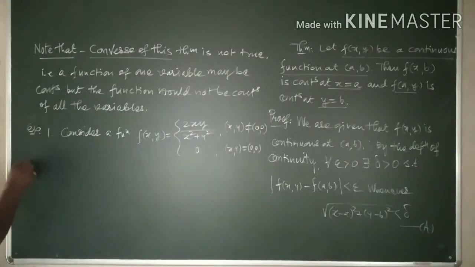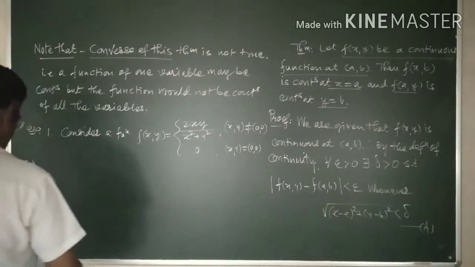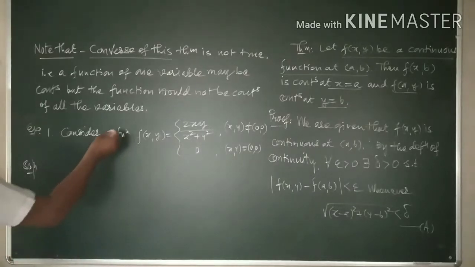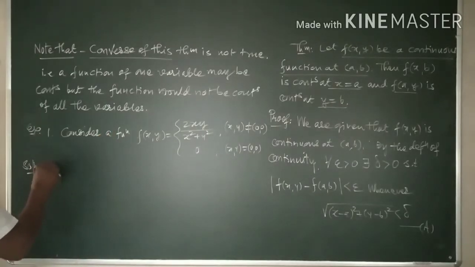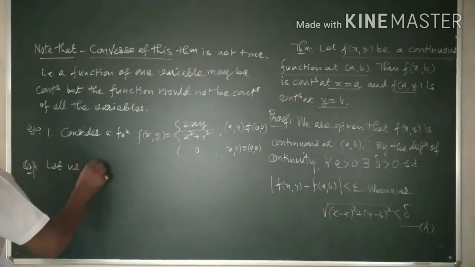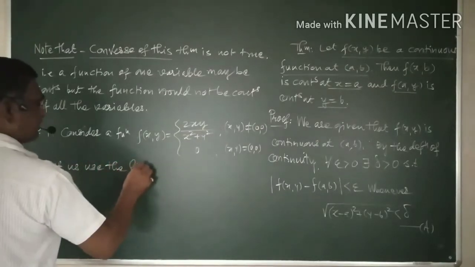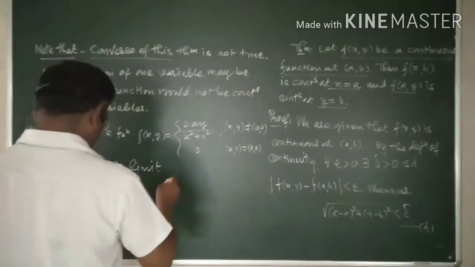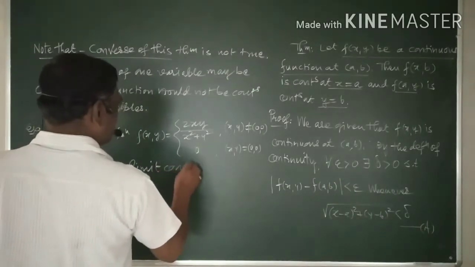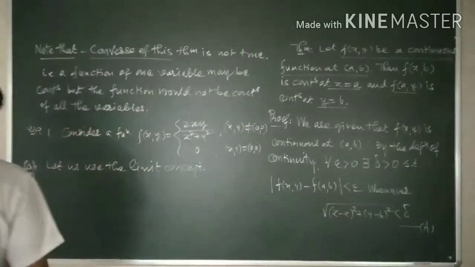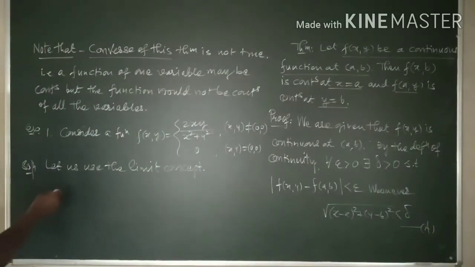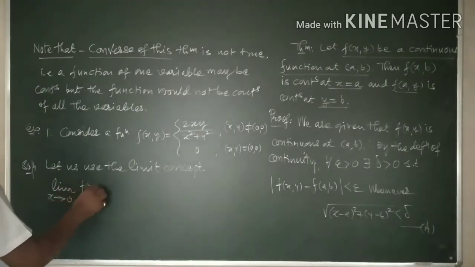Well, now let us see what happened to this example. First of all, let us use the limit concept. Let us use the limit concept. Now, what happened? Say the limit as x tends to 0 of f of x, 0.